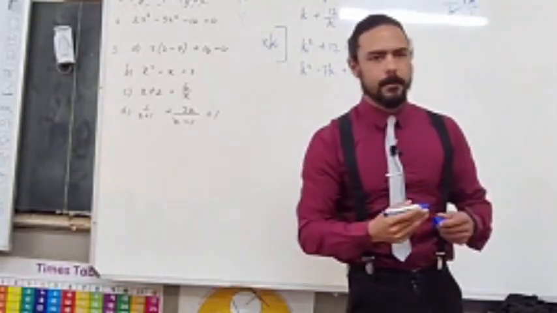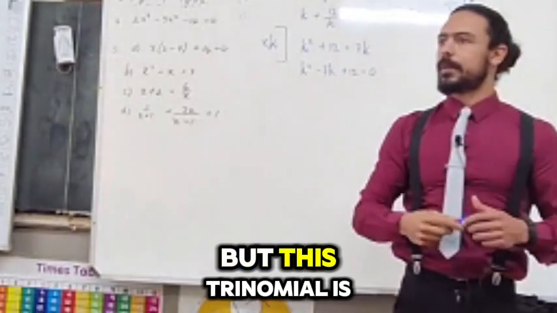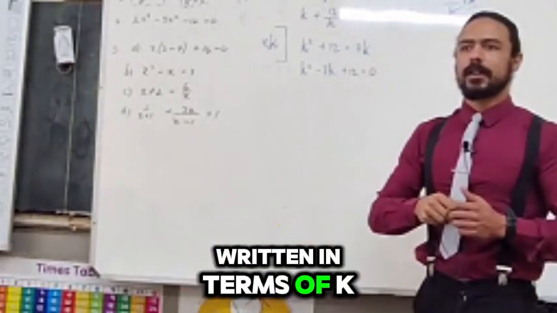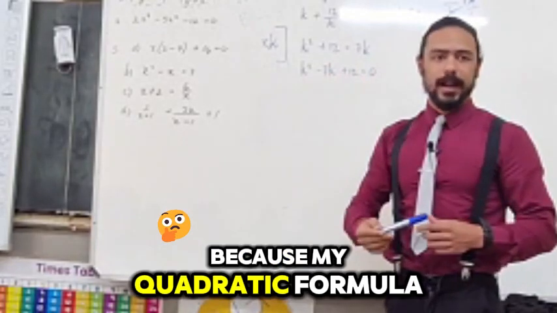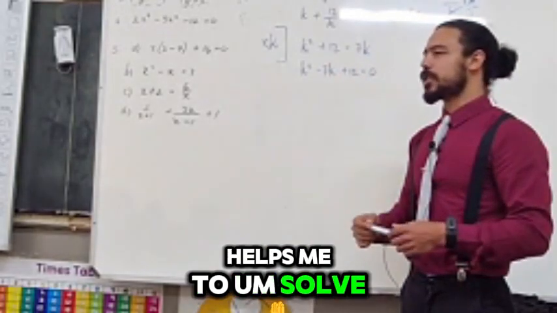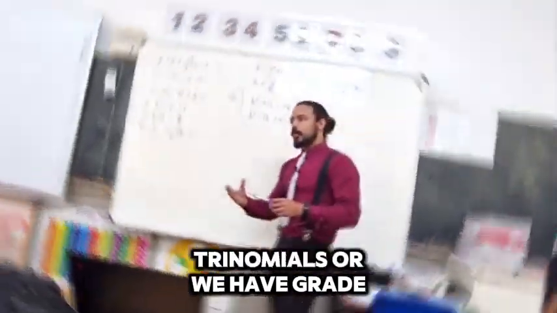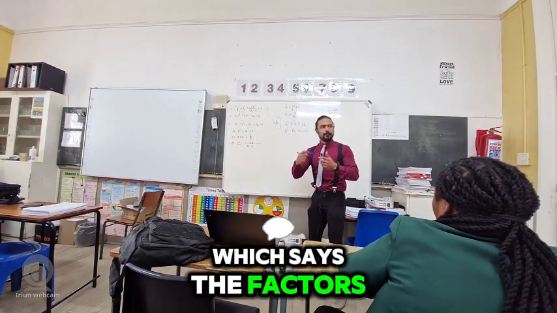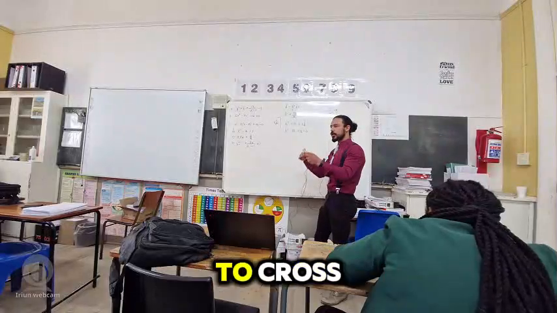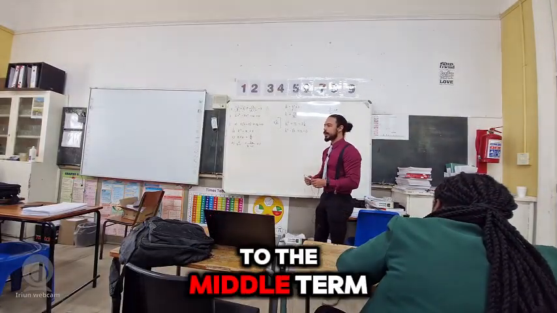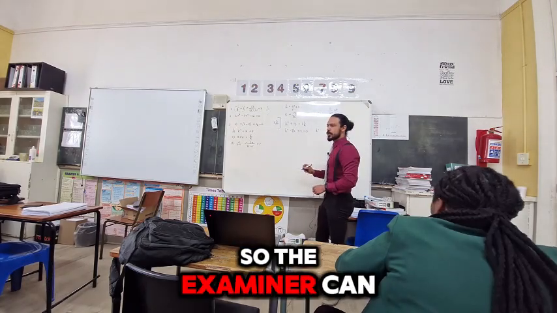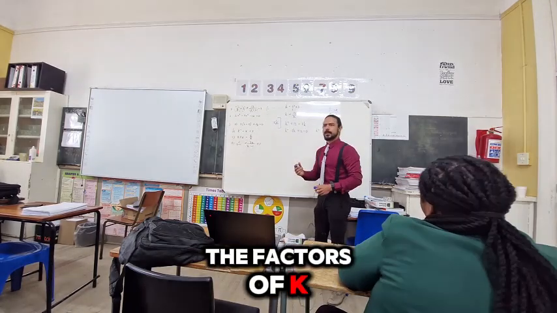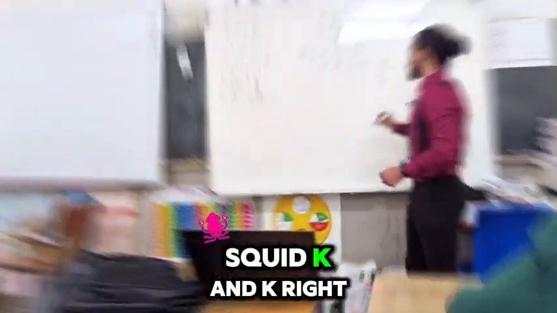What do I have here? A trinomial, but this trinomial is written in terms of K. So I can go to my quadratic formula, because my quadratic formula helps me to solve trinomials. Or we have grade 10 basics, which says the factors of the first term and the factors of the last term are supposed to cross multiply and get me to the middle term. So let's do the factors of K squared. I like writing it out on the side so the examiner can also see the factors of K squared: K and K.